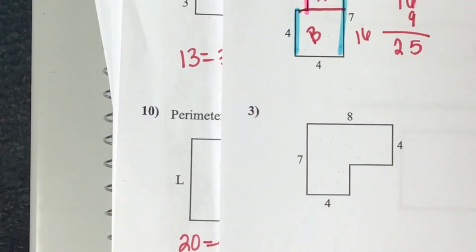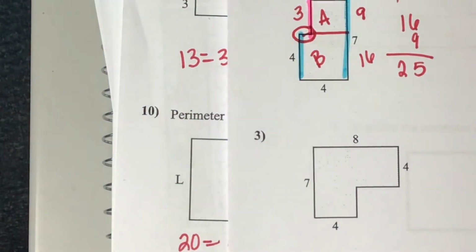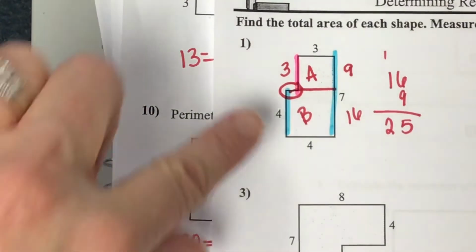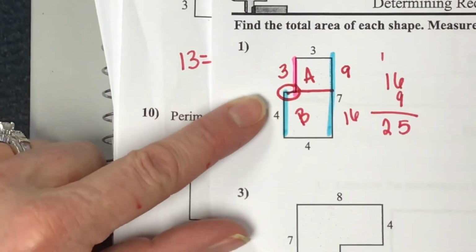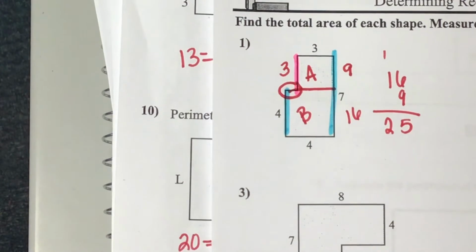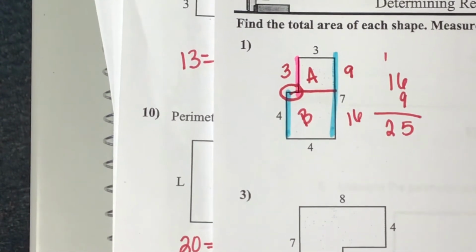Okay, now if I want to find the perimeter, I also need to know how long that little edge is. How long is that little edge? I want your hand in the air even if you're not sure. And if I call on you and you're not sure, I'll walk you through it. But everyone should be trying to figure it out.